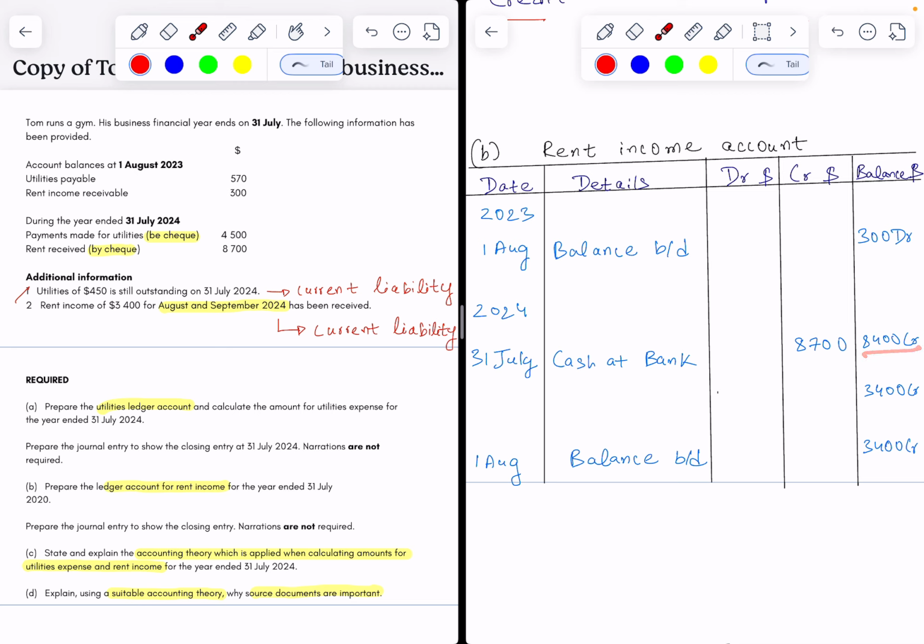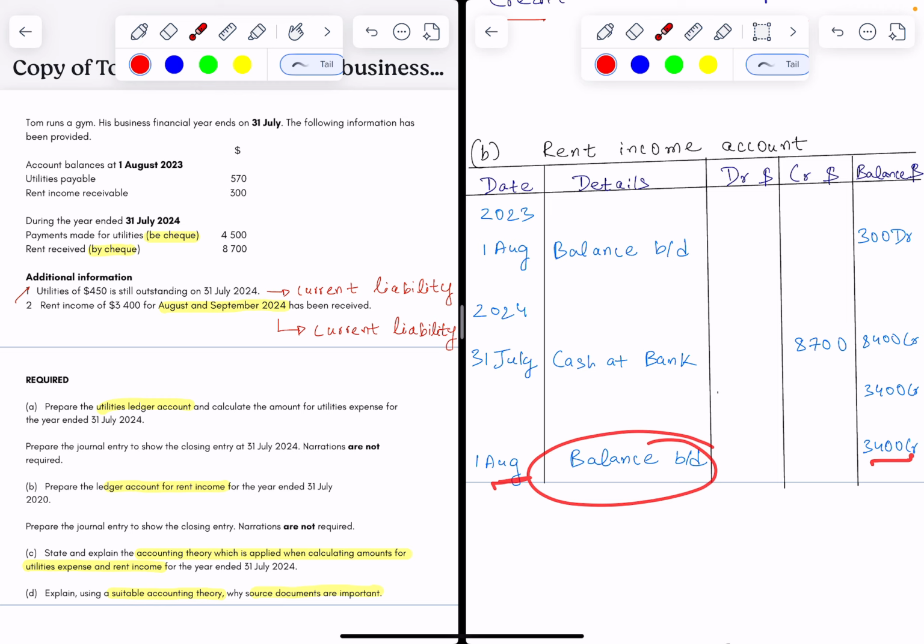Next, based on the additional information for rent income, we know we have received $3,400 as rent payment in advance from our tenants, which refers to the months of August and September 2024, which is the next financial year. So because this is rent income that we have received in advance, this is a current liability because we have an obligation to provide the services to our tenants. Therefore, we understand that at 1 August 2024, the opening balance is obviously a liability and therefore has to have a credit balance. So we are starting 1 August 2024 with an opening balance of 3,400 credit.